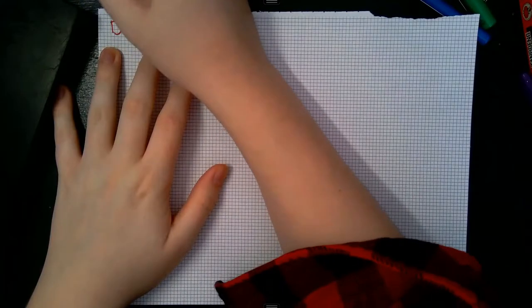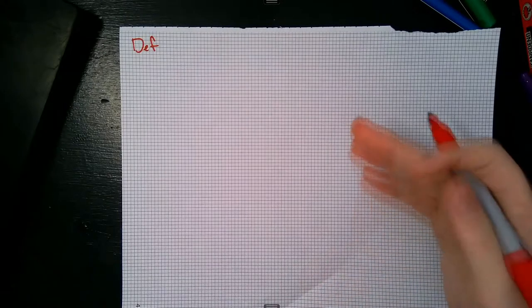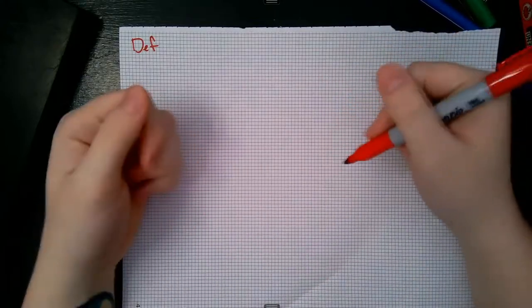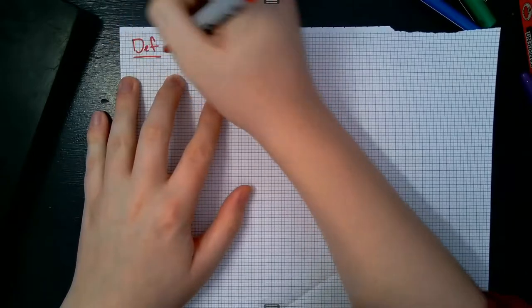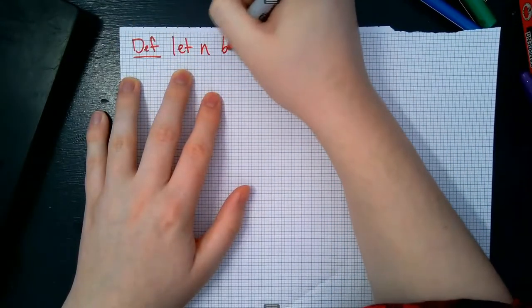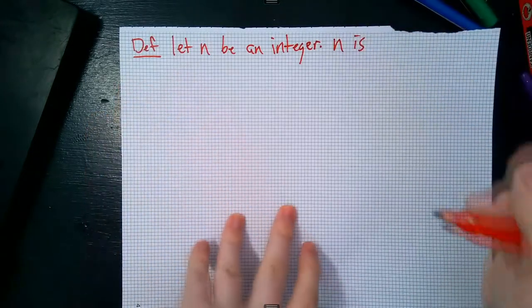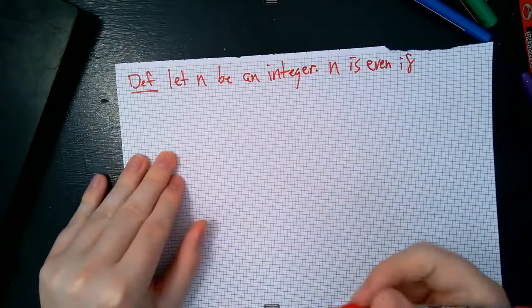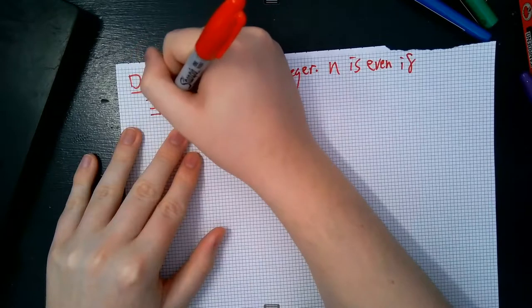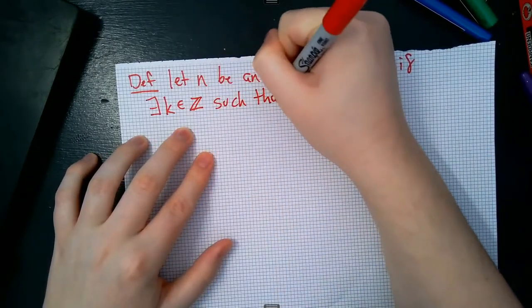First, I'm going to define what an even number actually is. An even number, you might recognize, is always divisible by 2. And we're actually going to use that in our definition of even numbers. But we're going to be very careful about our words, because we want our definition of even numbers to be as precise as possible. So our definition, we'll write: let n be an integer, n is even if, this is where we're going to get into our predicate logic here, there exists some k in the integers such that n equals 2k.